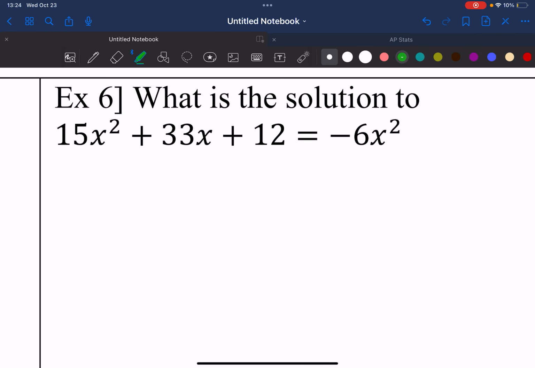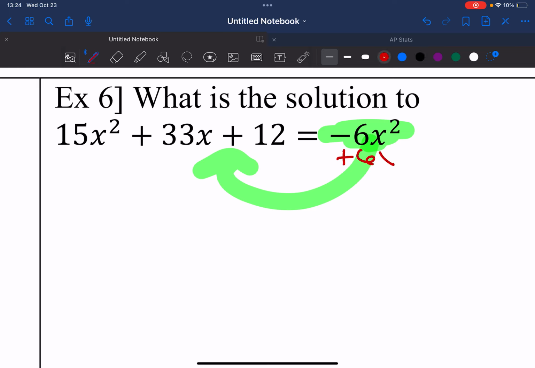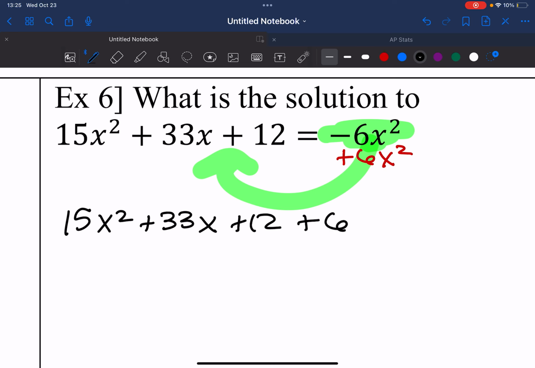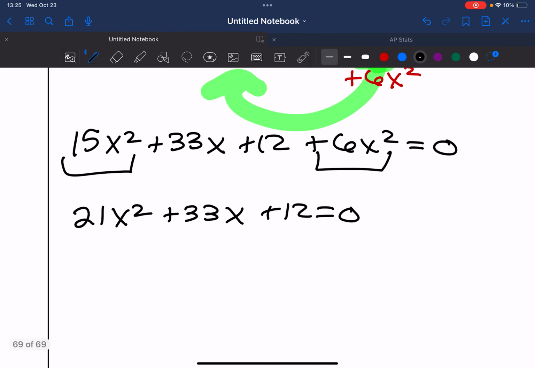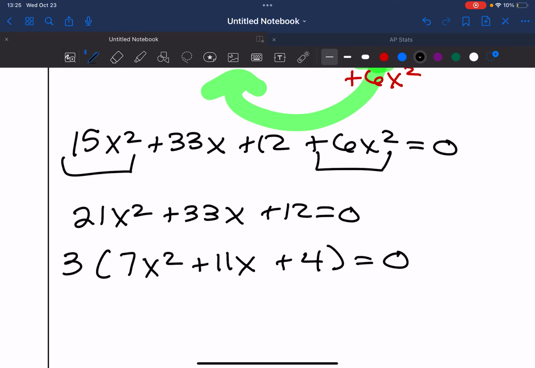Okay, on this one, again, we have to put it in standard form by moving that negative 6x over. So we're going to add 6x squared. So I get 15x squared plus 33x plus 12 plus 6x squared equals 0. Well, I need to combine my like terms here. So I get 21x squared plus 33x plus 12 equals 0. And then I see if I can take out a GCF, which I can. I can take out a 3. So if I take out a 3, I'm left with 7x squared plus 11x plus 4 equals 0.